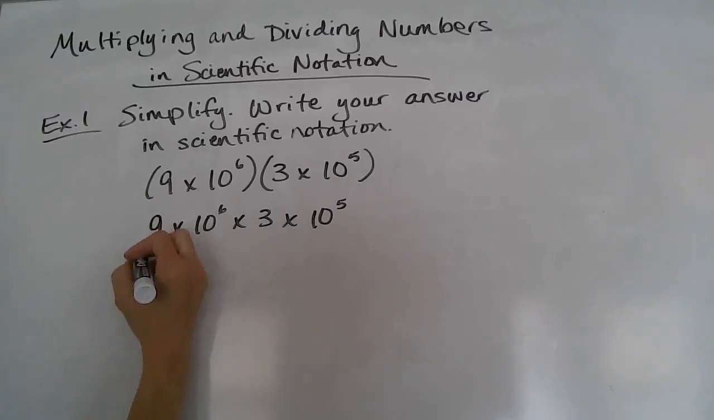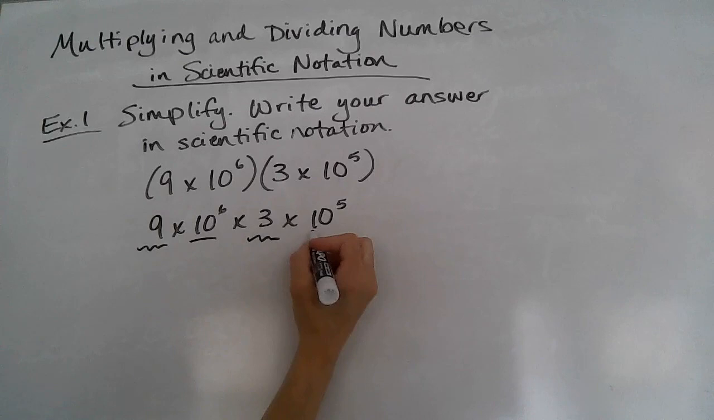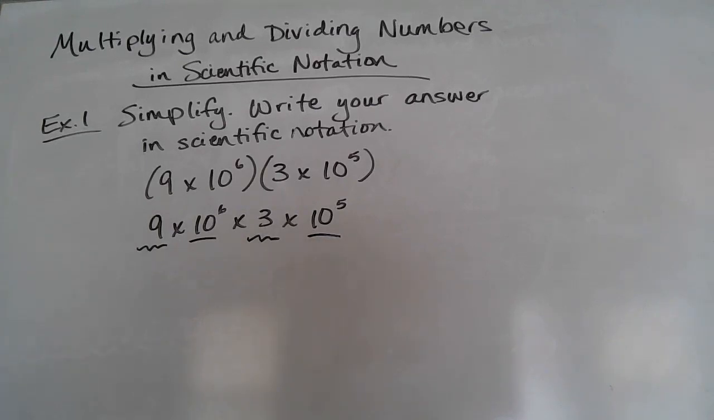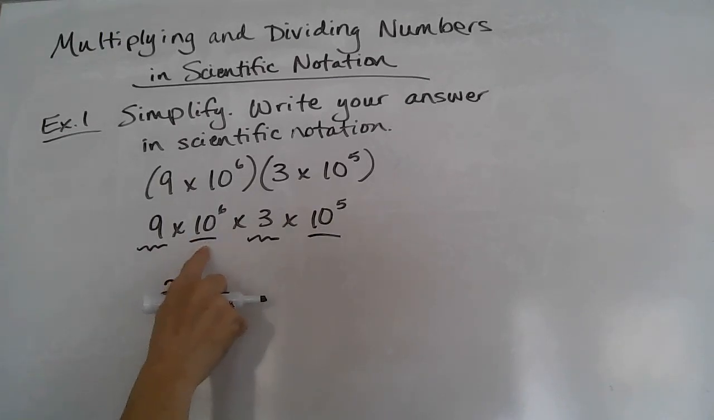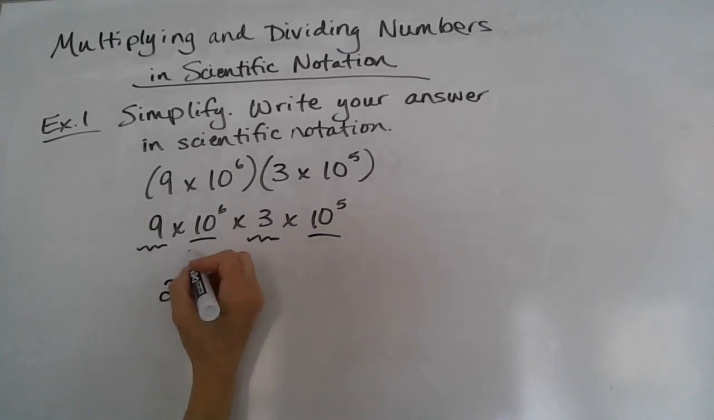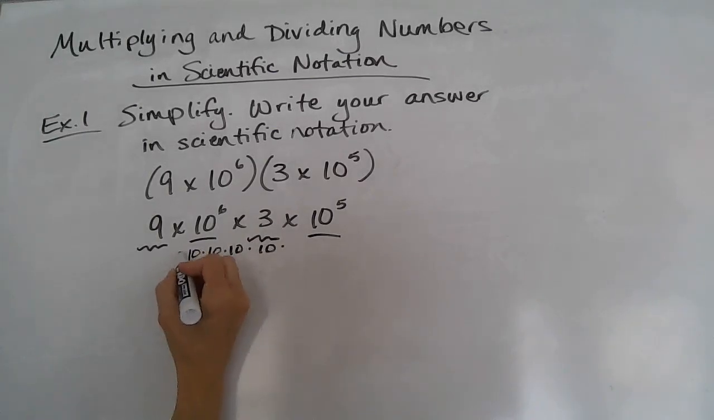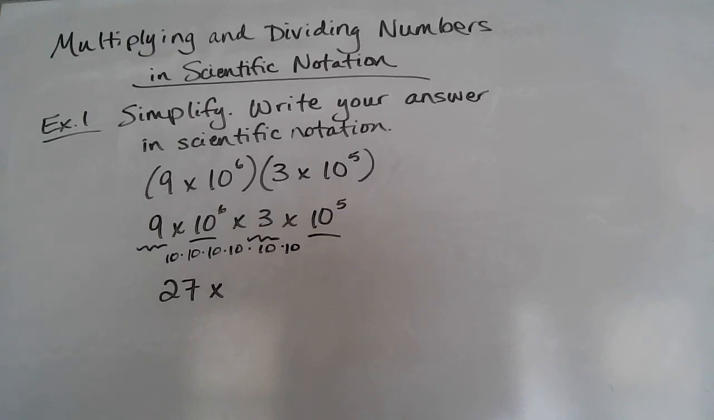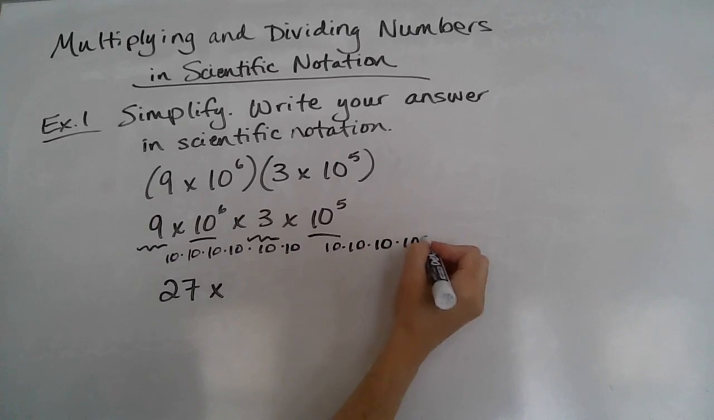So I'd like to regroup these so that I'm multiplying my leading numbers together, and then I'm going to combine the powers of 10. So when I multiply 9 times 3, I get 27. We're going to now multiply that with all of these powers of 10. 10 to the sixth, remember, is 10 being multiplied by itself 6 times. And 10 to the fifth is 10 being multiplied by itself 5 times.